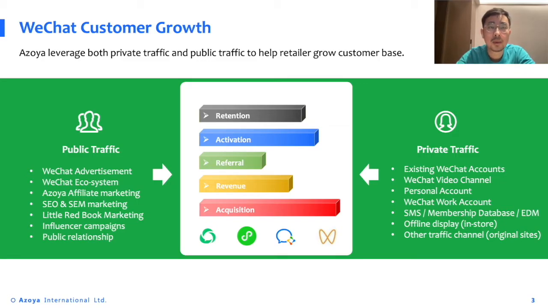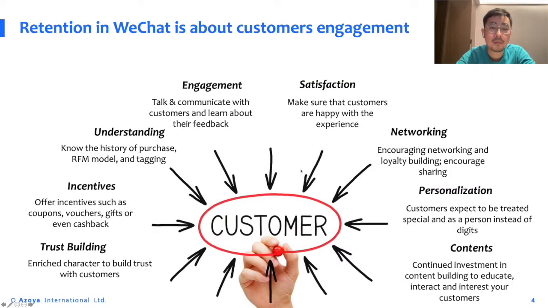But how should businesses engage with customers and what should they focus on? Here are some of the ways we do customer engagement at Azoya. With years of customer engagement and community management via WeChat, we find that the following 8 rules are very important for the business. I'm going to quickly go over this slide and share with you our findings with some more examples. So rule number 1 is trust building.